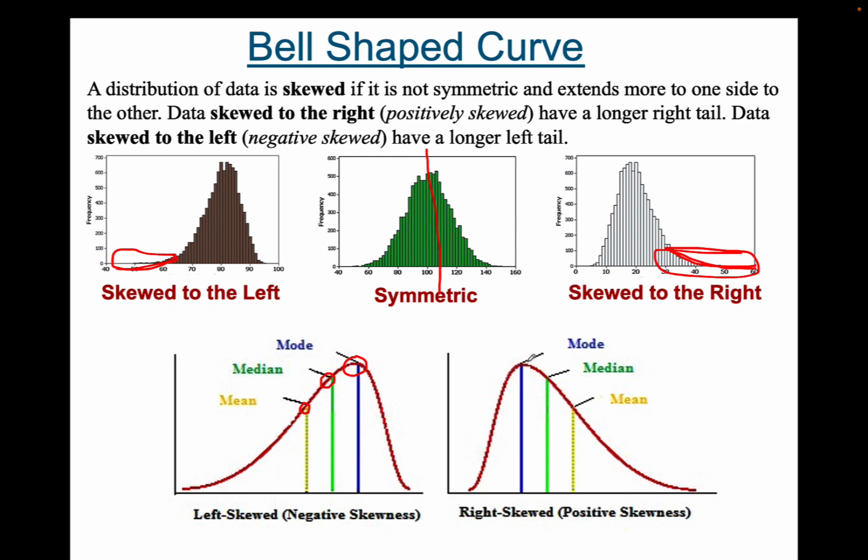Contrary to this side here, mode, highest point. If your median was to the right of that and your mean even further to the right of that, then we would see a positive skewness or right skewed. What about this one in the middle? Well, if it is perfectly symmetric, your mode would be right in the middle, your median would be right in the middle, and your mean would be right in the middle.